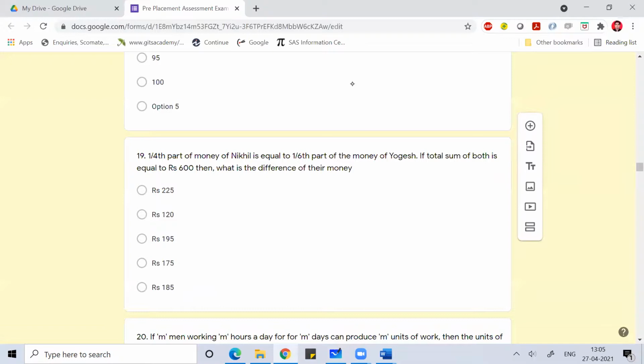Question number 19, again very simple. 1/4 of Nikhil's money is equal to 1/6 of Yogesh's money. They are the same, so let 1/4 of Nikhil and 1/6 of Yogesh be equal to K. Then 4K plus 6K, the total, would be 10K. 10K is 600, so K would be 60. The difference is 2K, which would be 120. So the answer for this problem would be 120. Very simple.